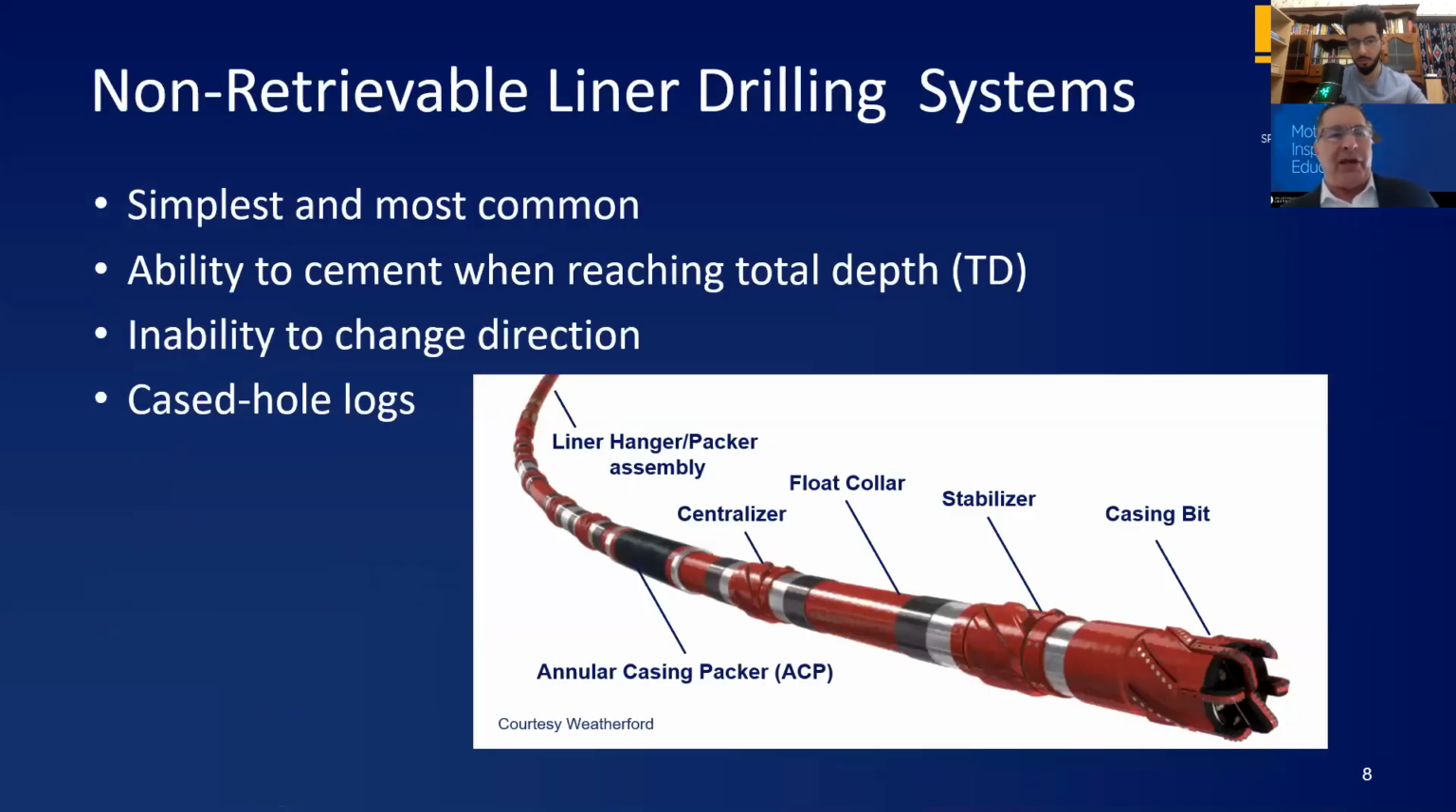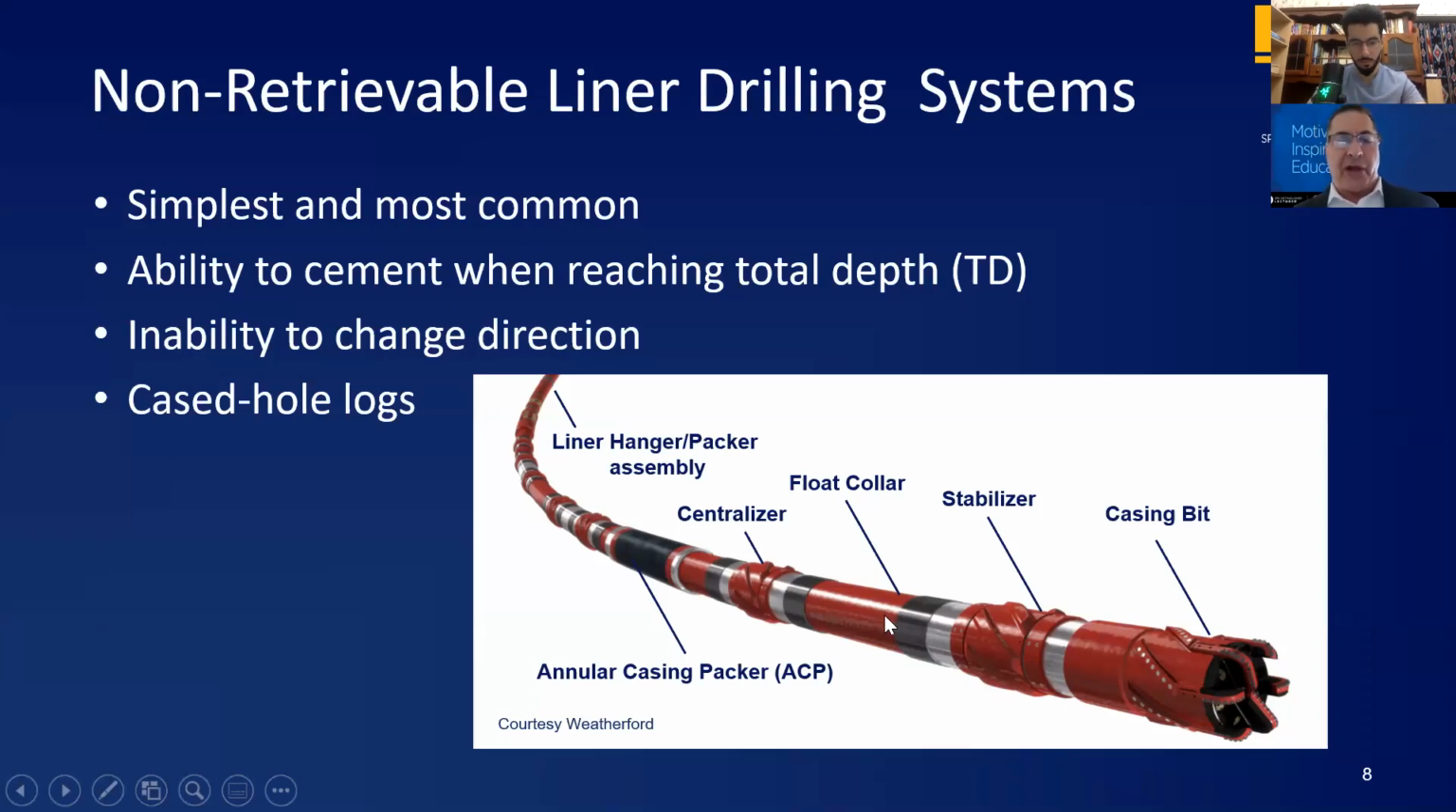Let's talk about the non-retrievable liner systems. In this diagram here, you can see a typical setup. You've got a drilling with casing bit on the bottom. Now, it doesn't have to be a drilling with casing bit. If it's your last string, you could put a conventional PDC bit on the bottom here because you're not going to be drilling that bit out. You run a stabilizer, X number of feet above, depending on your directional profile, your trajectory, and a float collar, as you would in a conventional liner installation.